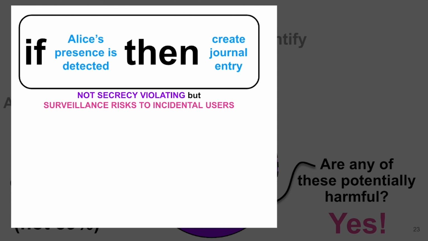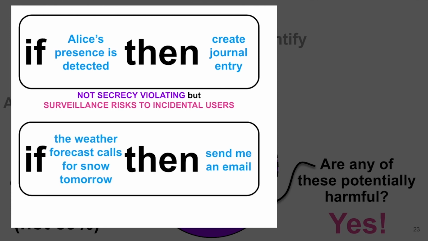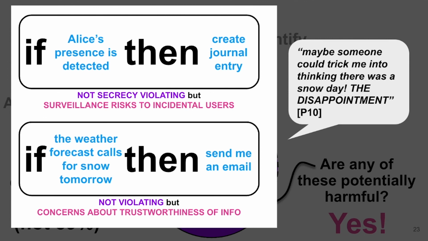Another type of harm that wasn't previously considered exists in a rule like, if weather forecast calls for snow tomorrow, then send me an email. A person expecting to get an email about the weather forecast would likely believe whatever information they receive, even though they can't really be sure that the email was actually sent because of the rule, since email is pretty easily spoofable. So even though this rule wasn't violating, there might be some reasons to be concerned about the trustworthiness of information conveyed through this rule. P10 humorously pointed out the possible risk associated with a rule like this, saying, maybe someone could trick me into thinking that there was a snow day.